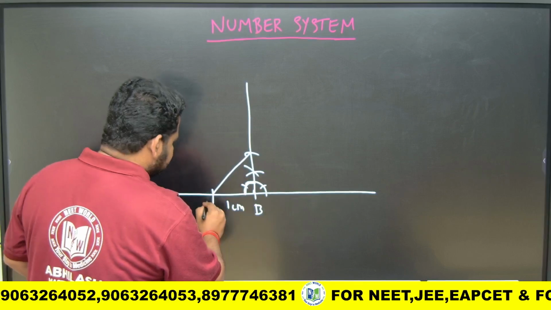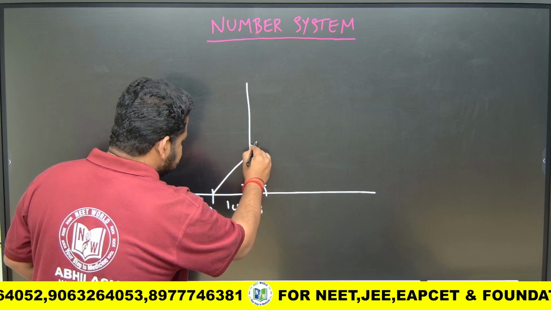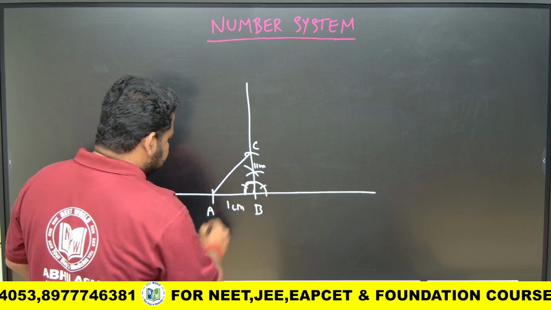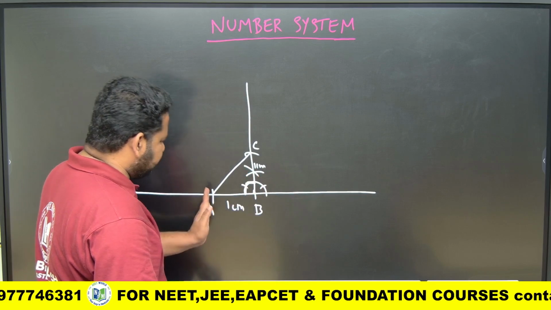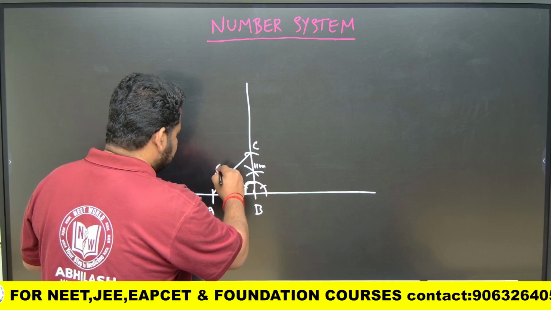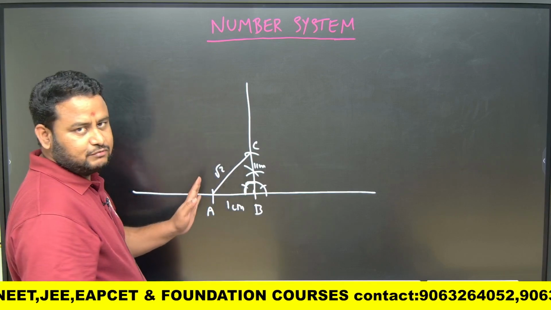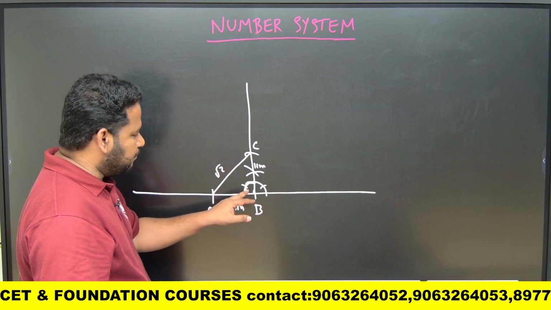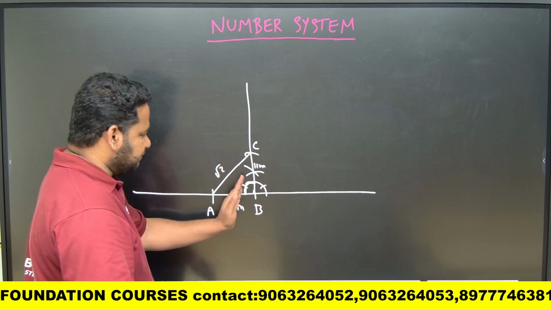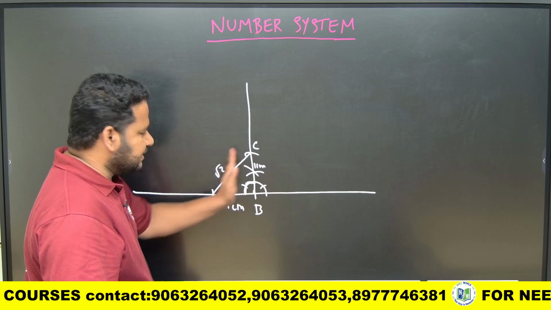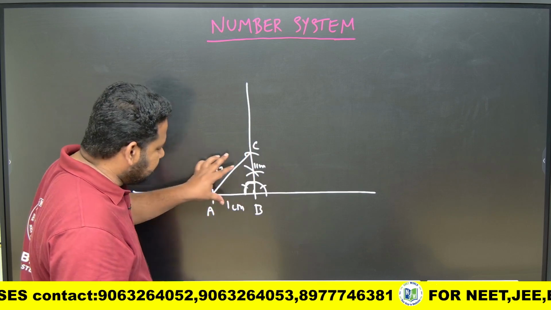Let this be A, let this be B, let this be C. So this will be equal to 1 centimeter again. Here in this triangle ABC, we got root 2 by Pythagoras theorem. In the previous class I showed you that AC is the hypotenuse, the side opposite to the 90 degree. So AC will become the hypotenuse.